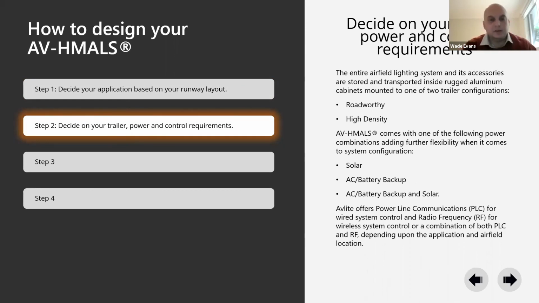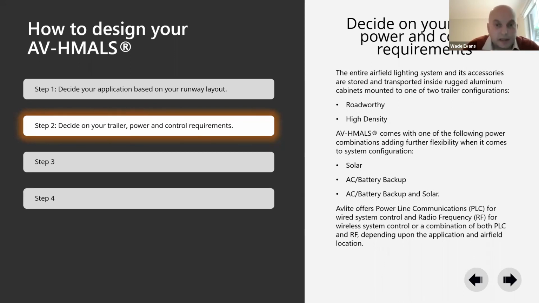On top of the trailer configuration, you then need to select your power requirements. So depending on how you're utilizing the system, what use case you're using it for, is it on demand only? Is it going to be utilized consistently with an AC feed? Because we have gensets, we have those capabilities within the HMALS system as well. So you need to define what power system you're going to be utilizing. Is it going to be solar? Is it going to be AC with battery backup? Or is it going to be AC with battery backup and solar for added redundancy? On top of that, you also define what communication method you want to utilize. You can utilize PLC or RF, or a combination of both.